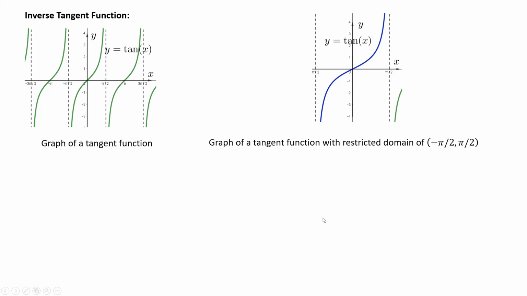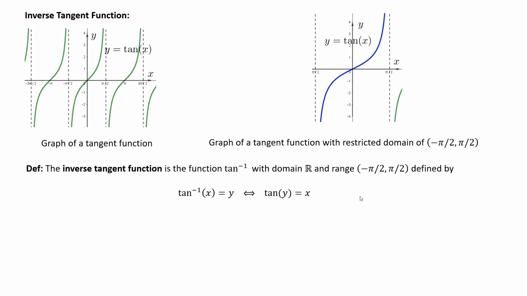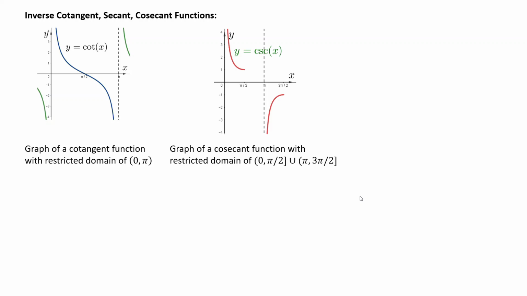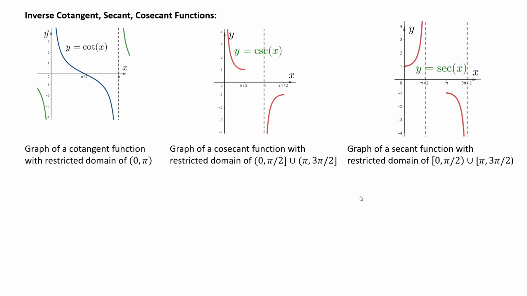So the restricted domain is from negative pi half to pi half, and that's why you see parentheses and not square brackets like you did for sine. Cool. All right, where do we go? Same thing: inverse cotangent, secant, and cosecant. Typically, people don't worry about cotangent, cosecant, and secant for those functions. Okay, all right.